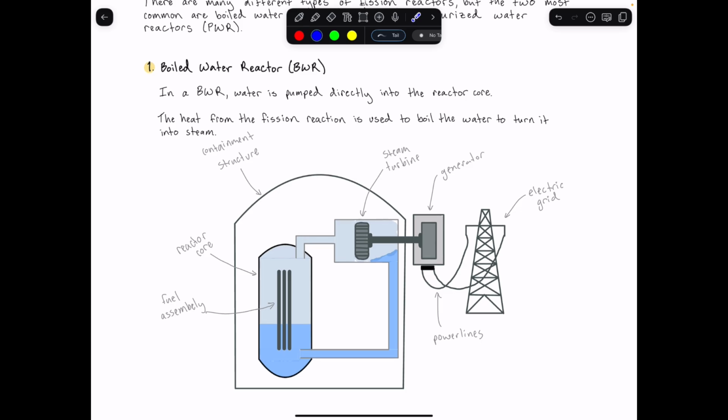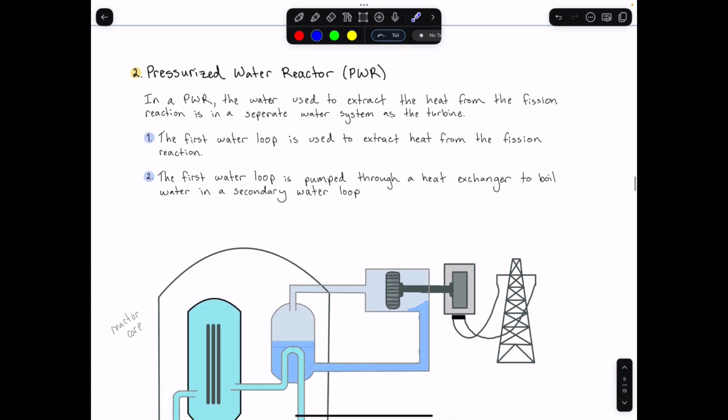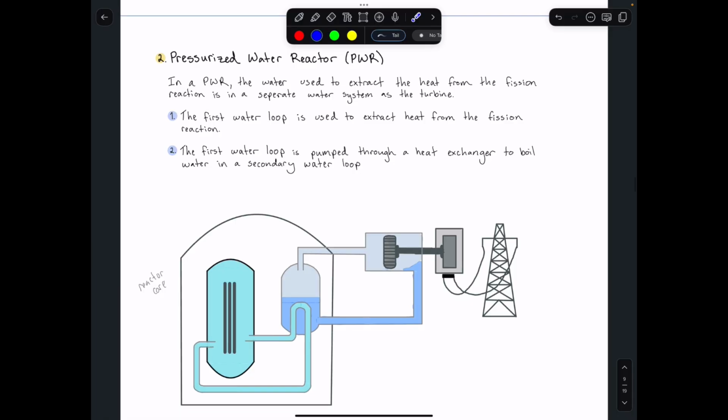Now the second type of system is a pressurized water reactor. And so a pressurized water reactor also generates electricity by using thermal energy from the nuclear fission reaction, but in this system it has two different water loops.